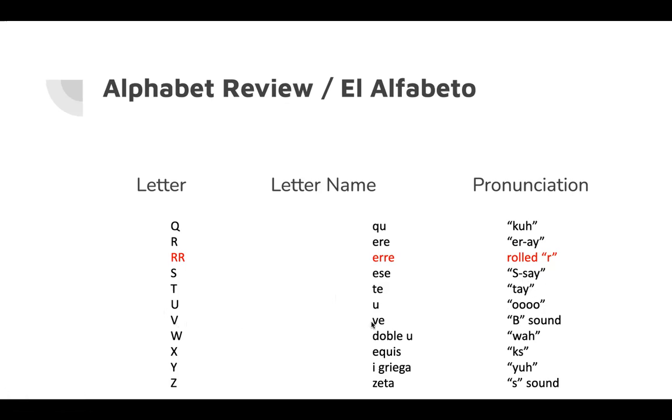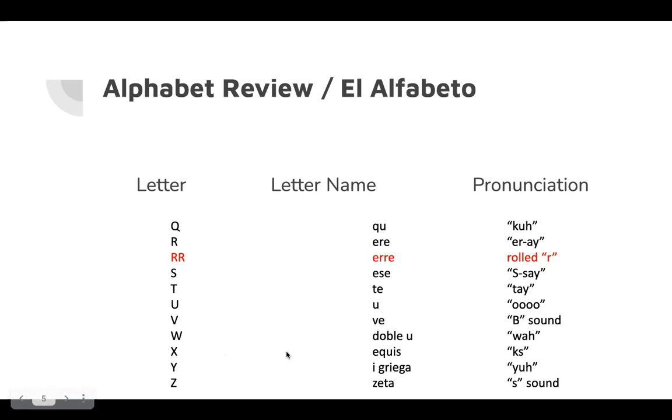V is the letter name, VE, and it makes like a B sound. Some places the B is more pronounced than others. Some people are very subtle about it, but some people really say it. It really all depends. The W, I know of two ways to say it. It's either doble U or doble V. I've heard both, and it makes like the W sound.